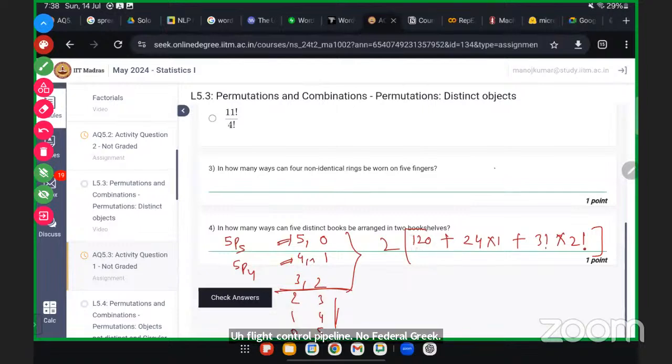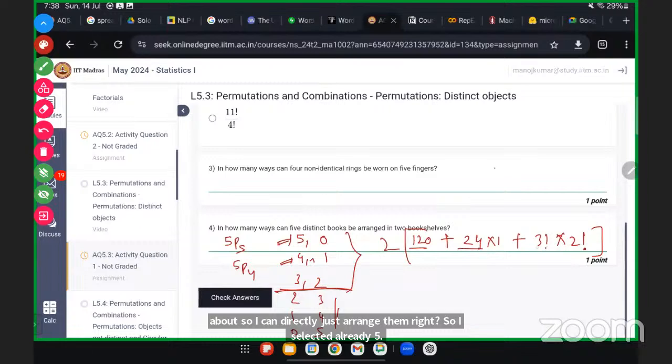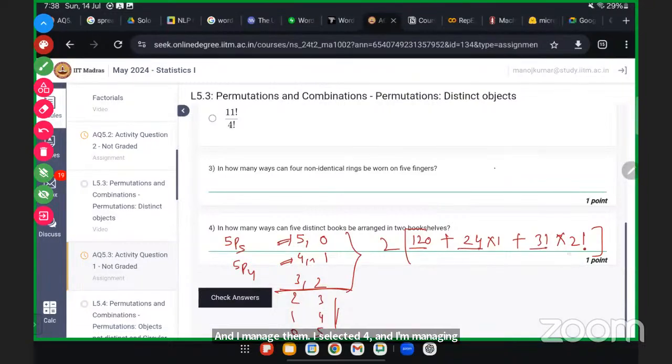So I don't need to worry about it. I can directly just arrange them. I selected already 5 and I'm arranging them. I selected 4 and I'm arranging them. Selected 3 and arranging them. And the opposite way, there are 2 others which I have to arrange, so 2 factorial ways I can arrange it. 2 ways basically. So this is 120 plus 24 plus 3 to the 6, 6 into 12. Okay, and multiply by 2.